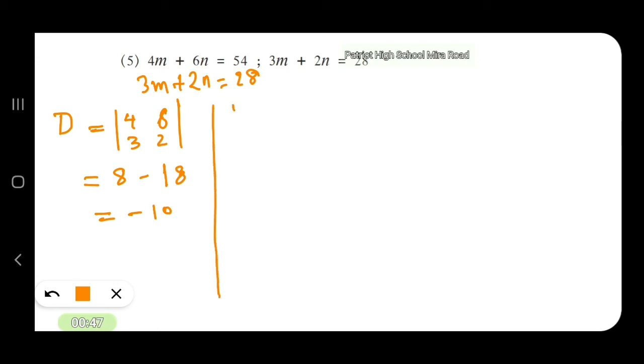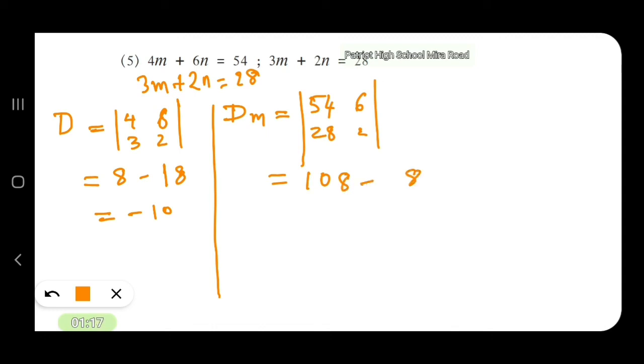Now dm, it will be the third column first. So it will be 54, 28, and the second column as it is, 6 and 2. So the value of the determinant will be 108. 54 2s are 108 minus 6 8s are 48, 4, 6 2s are 12, and 4 will be 16, 168. So the value of this is 60.